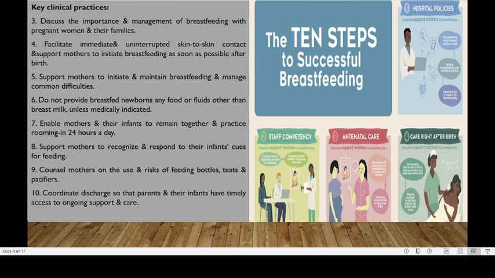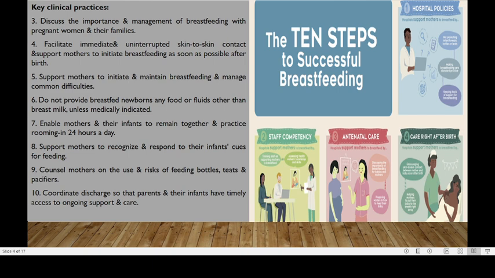They also do not provide breastfed newborns with any food or drinks unless it has been medically approved. Remember, this is part of the definition of breastfeeding according to the World Health Organization. They also should enable mothers and their infants to remain together and practice rooming. They also need to support mothers to recognize and respond to their infant cues for feeding based on the milestone.